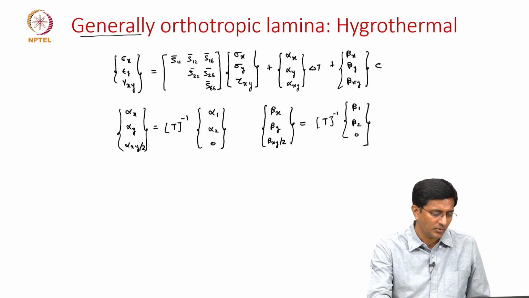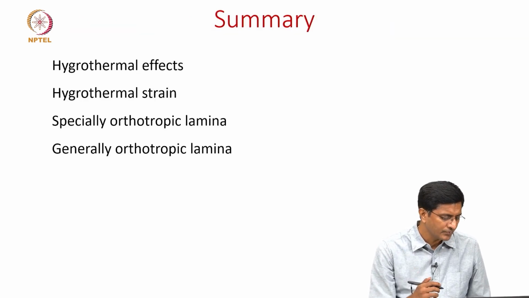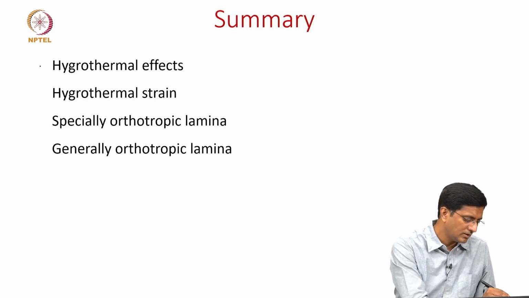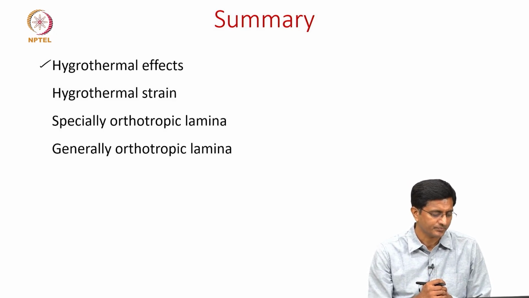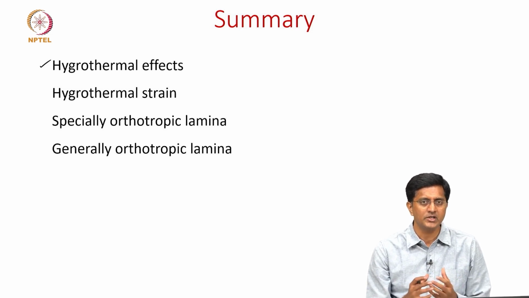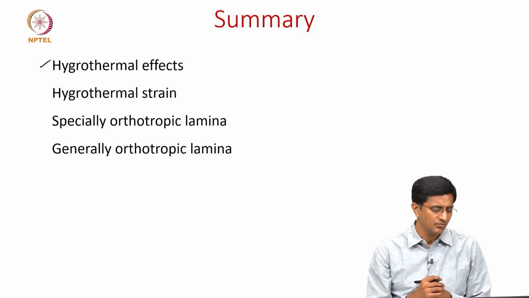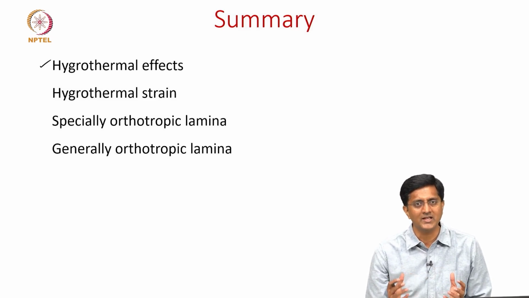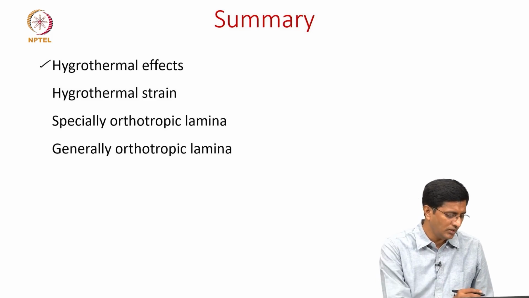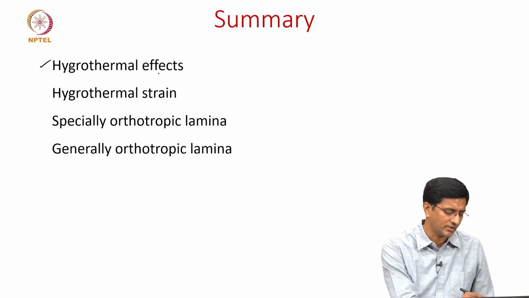So with this, let's summarize what we have discussed in this video. We said that when the environment is changing, where there are changes in temperature or changes in the humidity, that brings in an effect on the stresses and strains. So if it is only temperature changes, we said it is thermal effects, but if there is only moisture changes, we said those are hygroscopic effects. But if we have both temperature as well as humidity changing, that's when we call it the hygrothermal effect.